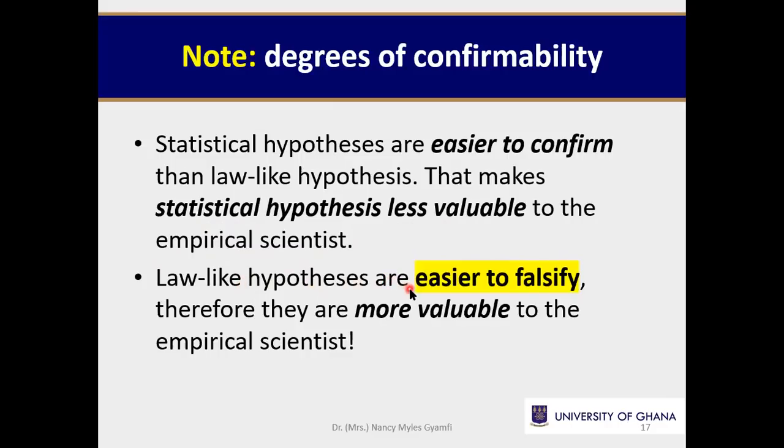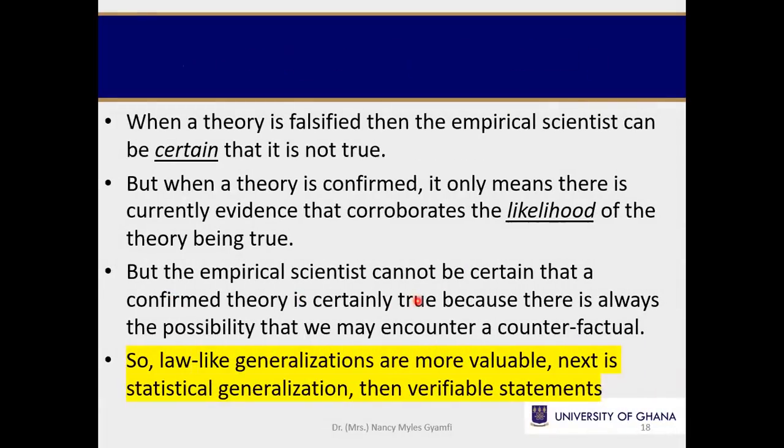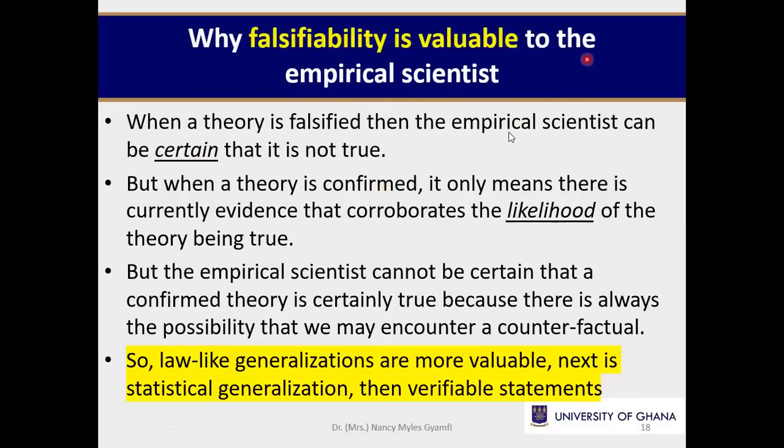Law-like hypotheses are what? Rather easier to falsify. But amazingly, something that can easily be made false is rather more valuable. It's of virtue to the empirical scientist. Why? The question is why? When a theory is falsified, then the empirical scientist can be certain that it is not true. When you make it false, we can be certain that then it wasn't true. You see that? At least we know that it is not true that all women deliver their babies in 9 months' time after conception. That's why you can be certain.